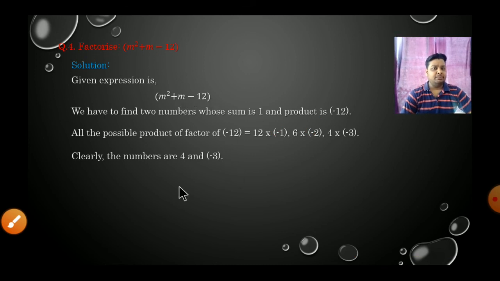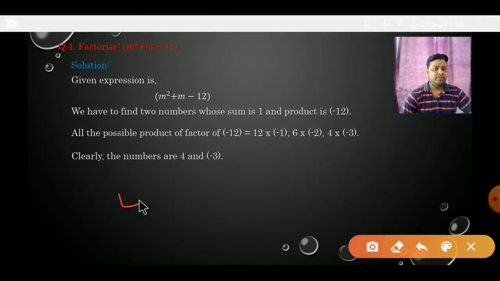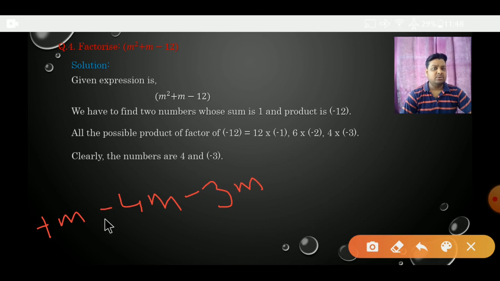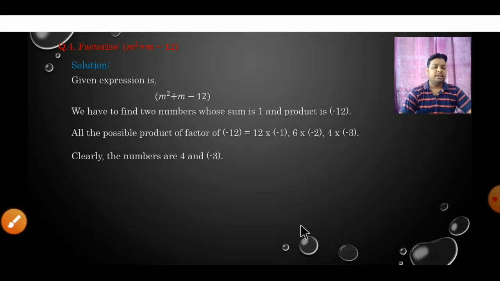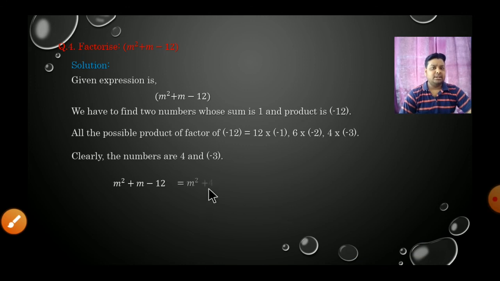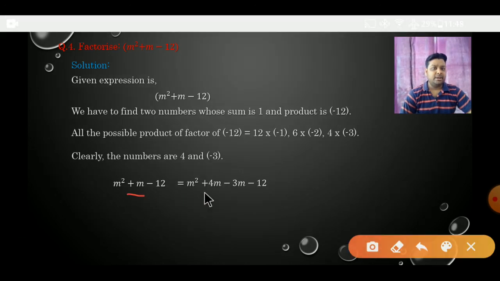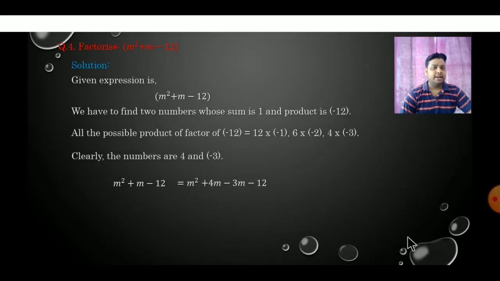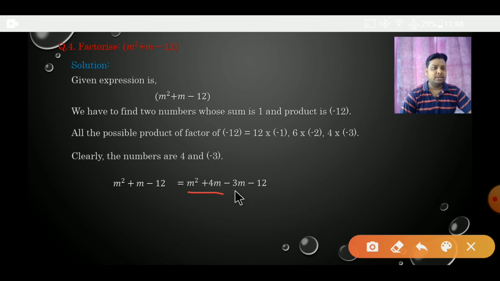So we can write plus m as 4m minus 3m. Everything will be the same, m square, then plus 4m minus 3m. Here instead of plus m we will write plus 4m minus 3m. And now here you can see that m square plus 4m is the first group and minus 3m minus 12 is the second group.